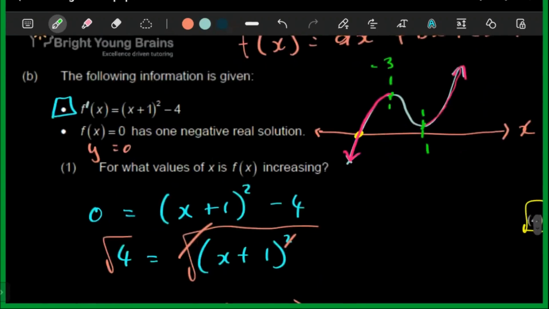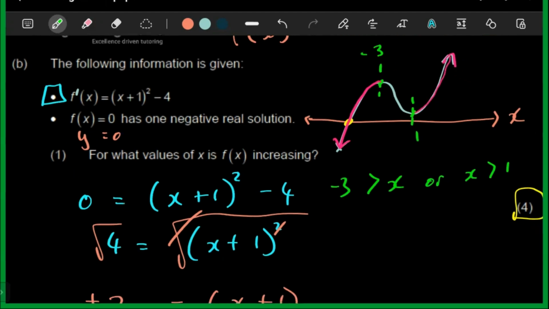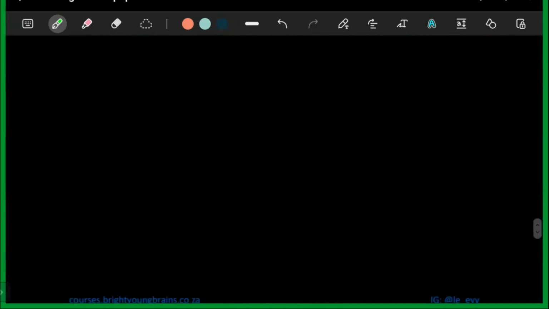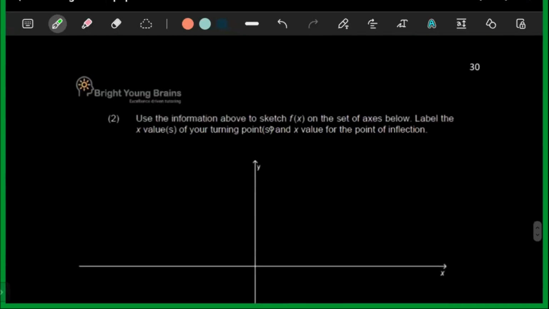So answering your question is definitely going to be a bit easier because of that knowledge you have. Here you're going to say your x values are smaller than negative 3, or those same x values are bigger than 1. Nothing crazy, nothing major. You're going to get 4 marks. Your theory is important. You can see IB just has deeper questions, but the content and the knowledge is the same. Here, 2 says use the information above to sketch the graph of f on the same set of axes below. Label the x values of the turning points and the x value of the point of inflection.